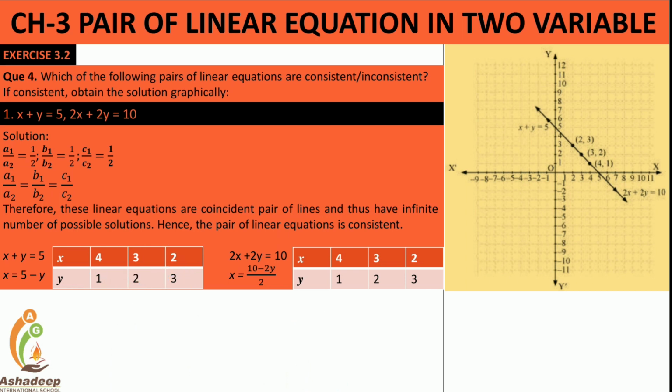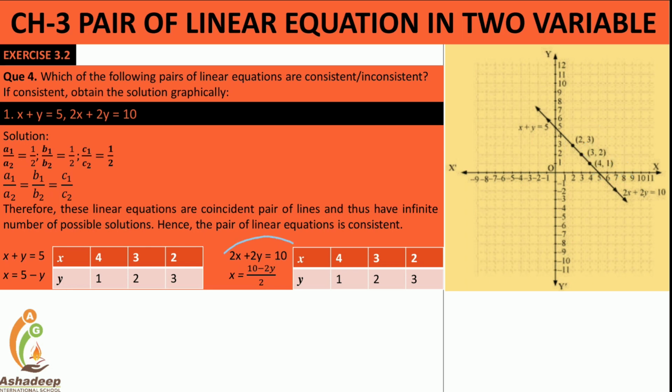We need at least 2 points. If you can find more points, that is fine, but we require at least 2 points to plot the line. So here it is 4 and 1, 3 and 2, and 2 and 3. All three points are plotted on the graph.